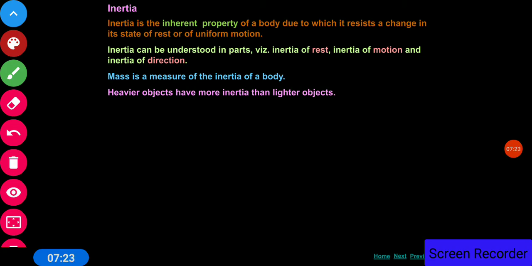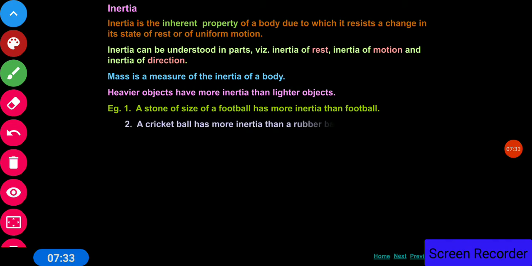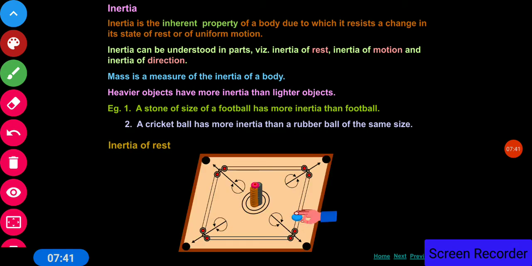Heavier objects have more inertia than lighter objects. For example, a stone the size of a football has more inertia than a football. A cricket ball has more inertia than a rubber ball of the same size. Inertia of rest. Just look at it again.